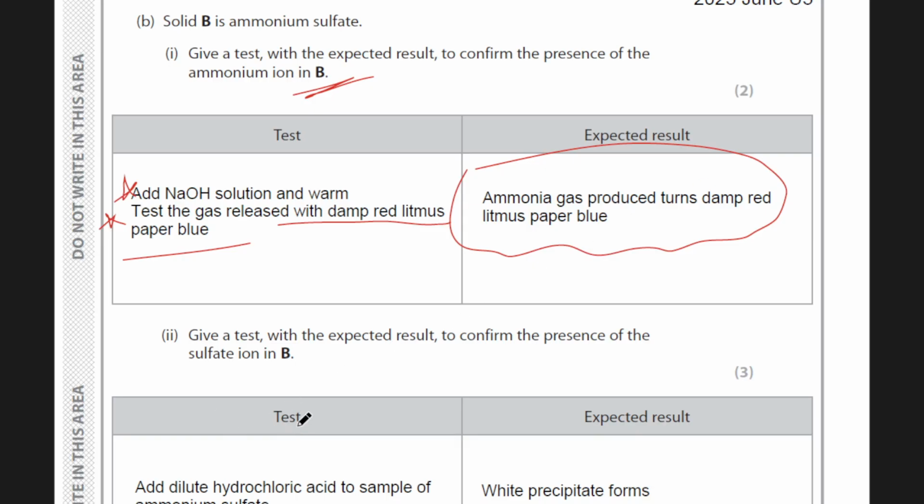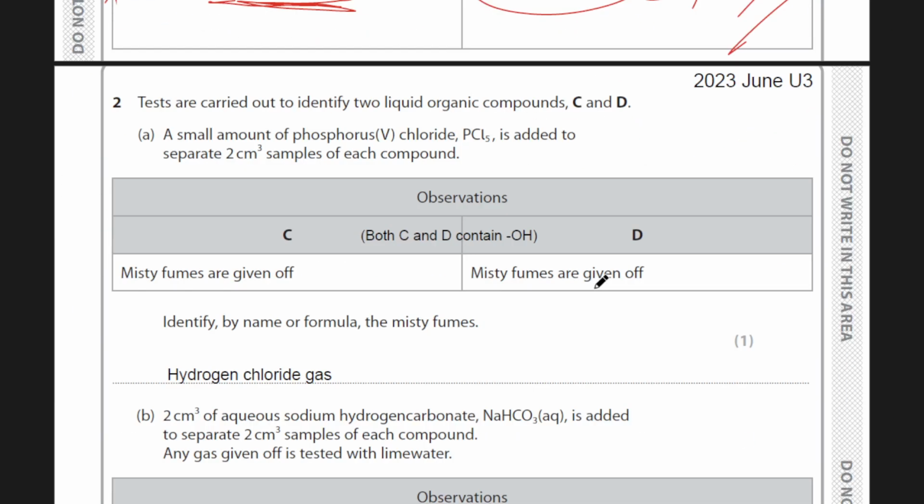And to confirm the presence of sulfate ion, it's the test for sulfate, right? What you do is you add dilute hydrochloric acid to ensure that no carbonate ions are present, and then you add barium chloride solution. The white precipitate produced is barium sulfate. So that's how it works. All right, moving on to the next part.